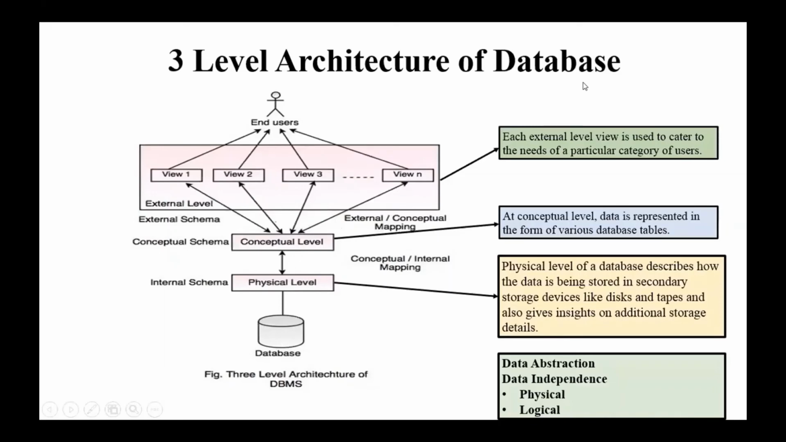Usually in exams, this is asked for 5 to 7 marks. It will consist of your diagram. You have to explain the three levels and what is done at each and every level. Sometimes they ask you the definitions, like what is data independence, what is data abstraction. So this is a short question which can be asked in your examination.